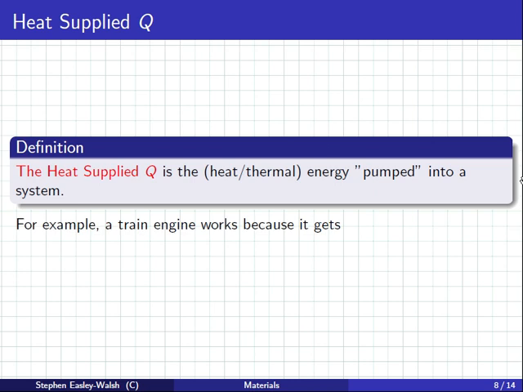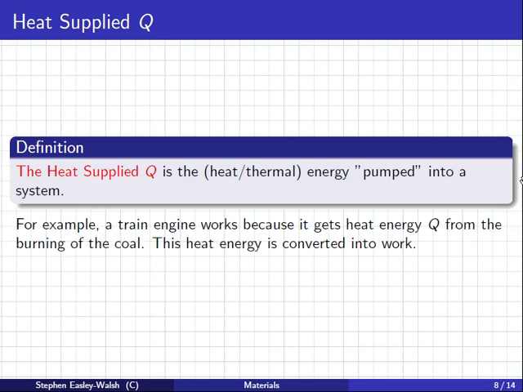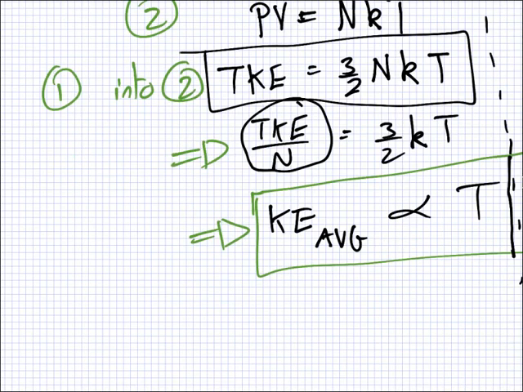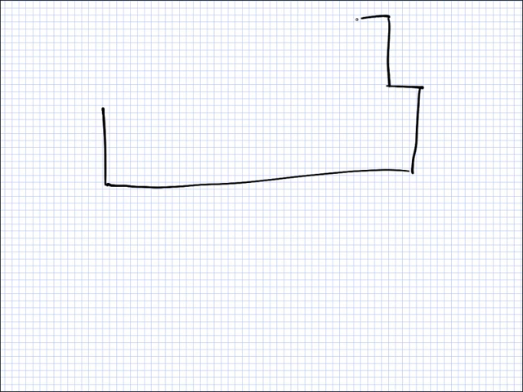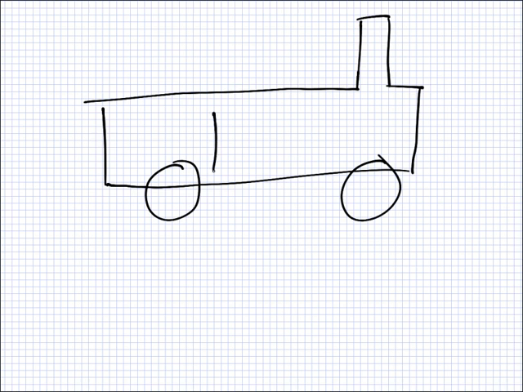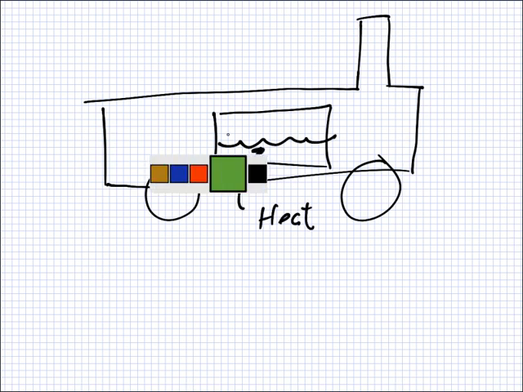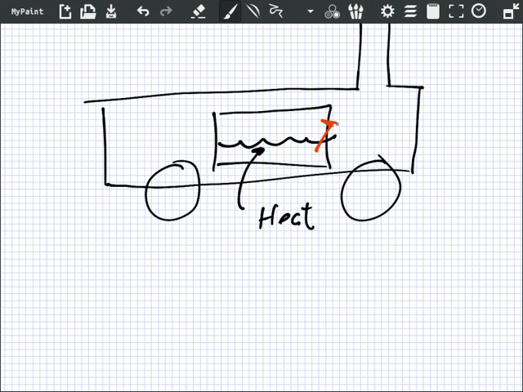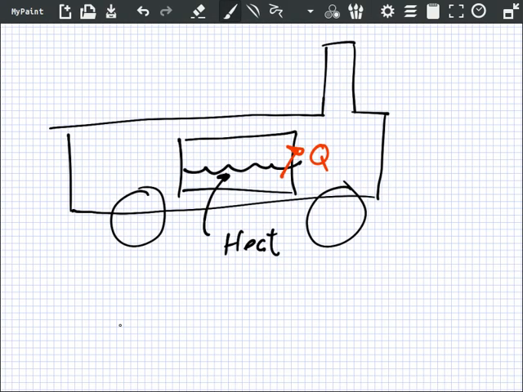For example, a train engine works because it gets heat Q from the burning of coal, and this is converted into work. I'll give you an example just with the picture of the train. You all know what a train is. Well, there's a picture of one. So what you have here is heat in the engine, obviously. What this does is it provides the Q. So the Q is like an input, if that makes sense.